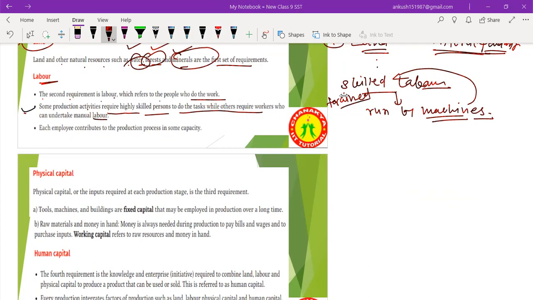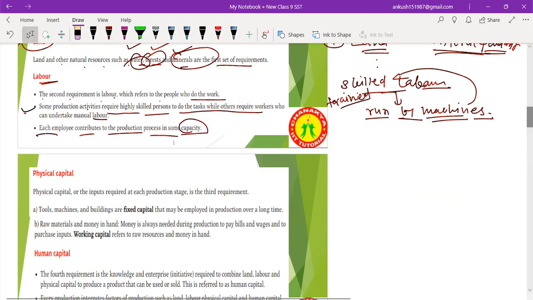Yes, sir. Okay. So they are run by machines, and skilled or trained laborers are needed there. And suppose some work is casual, so that work can be taken by normal laborers who are not trained or skilled. Each employee contributes to the production process in some capacity. The people who are recruited there are skilled or unskilled. According to that, they are given the work. That is why it is written: they contribute to the production according to their capacity.